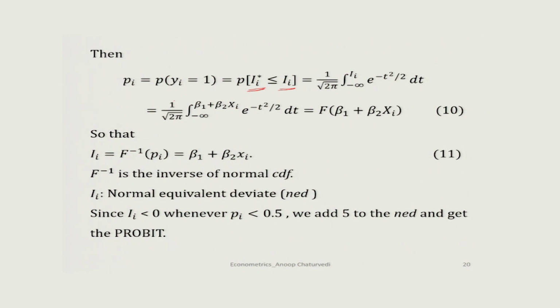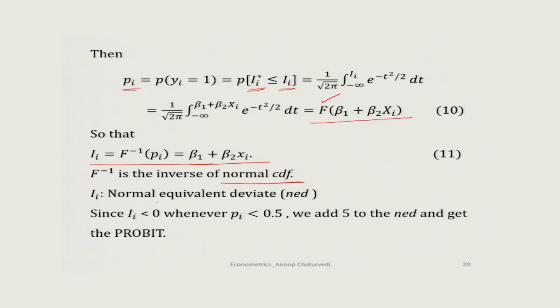And then this is equal to 1 upon under root 2 pi, integral from minus infinity to beta 1 plus beta 2 x_i. You write the value of I_i here, and then you have e to the power minus t square by 2 dt. And this is equal to F of beta 1 plus beta 2 x_i, where this capital F denotes the CDF of the normal distribution. So, from here I_i equals F inverse of p_i, which is equal to beta 1 plus beta 2 x_i, where F inverse is the inverse of the normal CDF. So, you have this model.